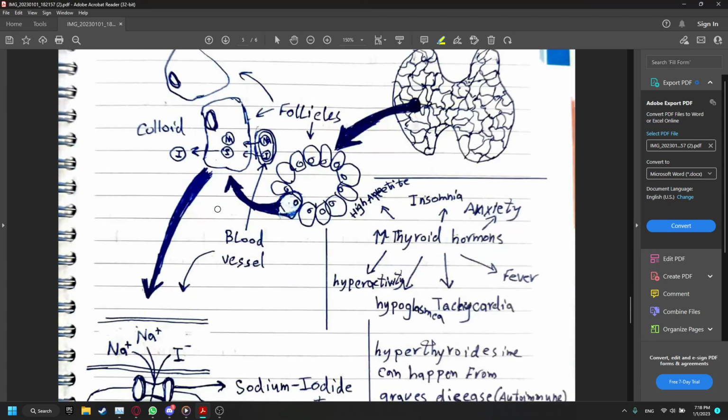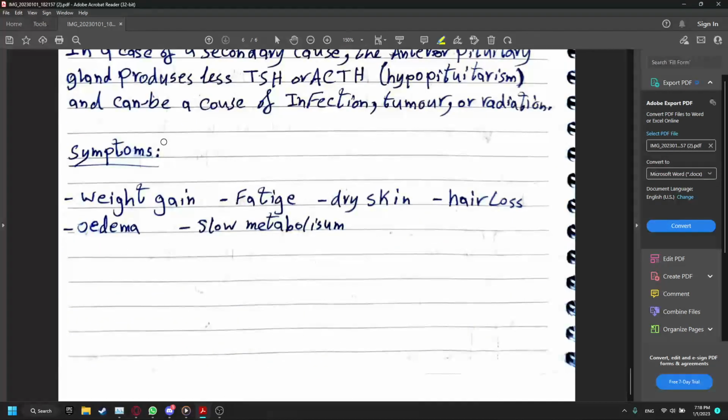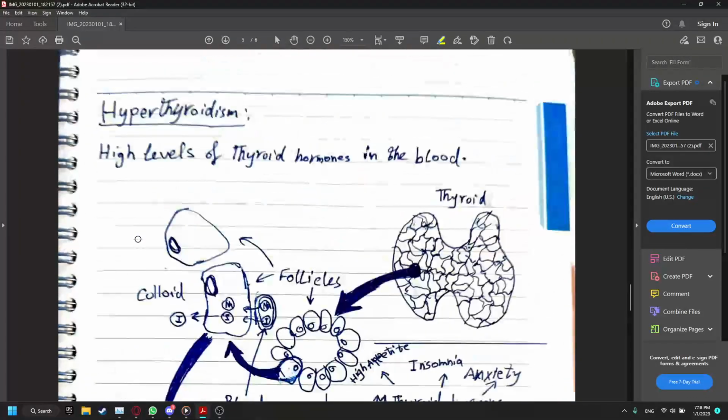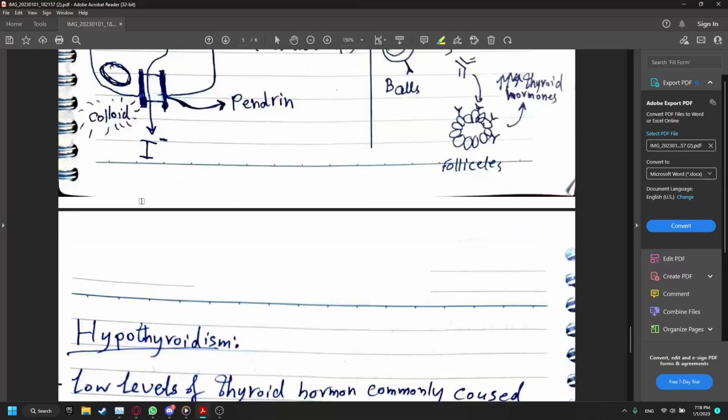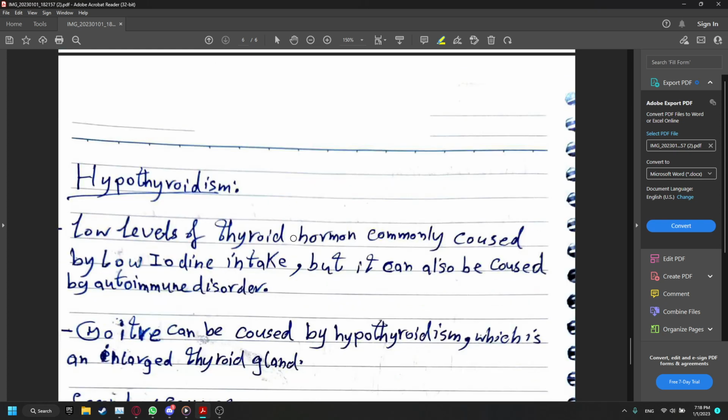So we're gonna skip this one for now. We're gonna come back to it. Actually, we're gonna start hyper. That's hyper. Yeah, hypothyroidism. We're gonna continue on that. So low levels of thyroid hormone are commonly caused by low iodine intake. The most common cause of hypothyroidism is low iodine intake.